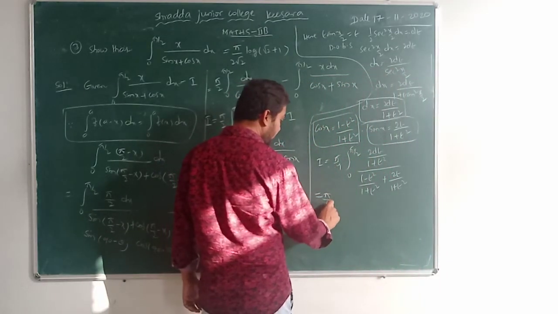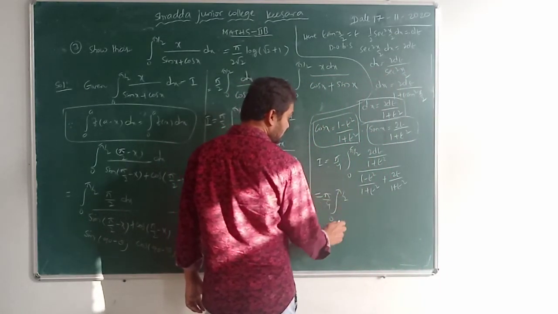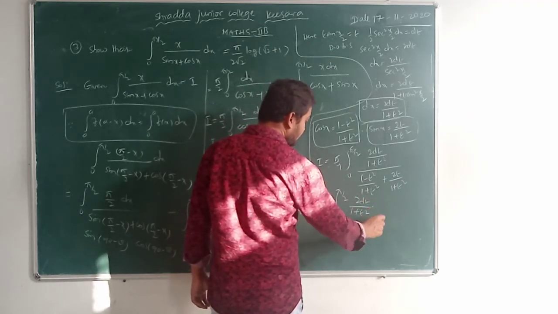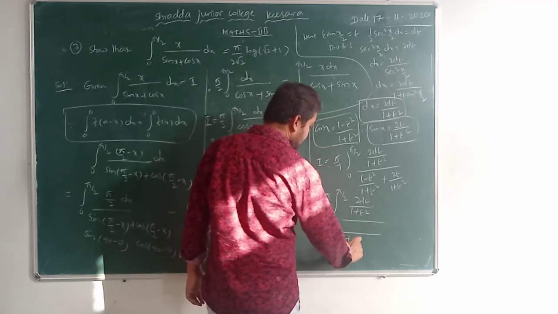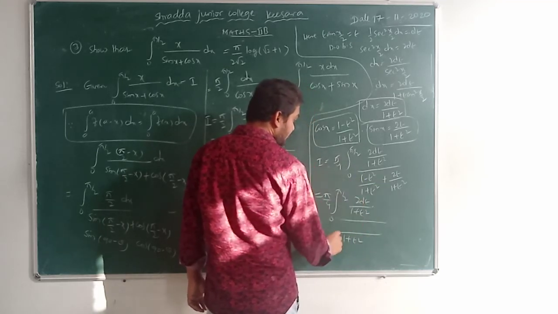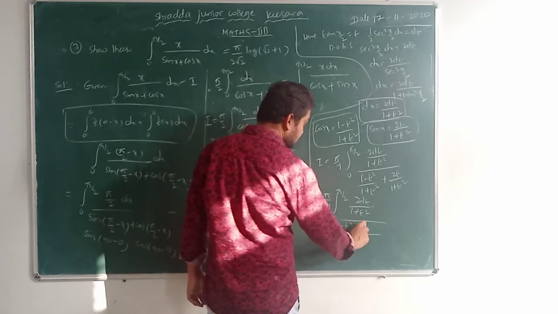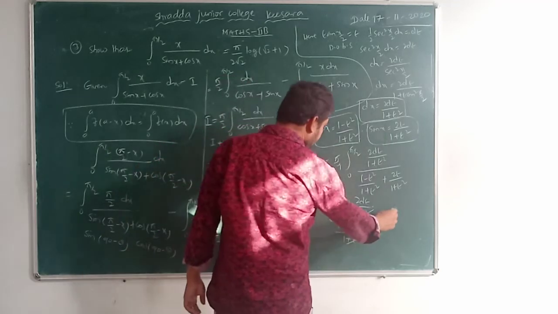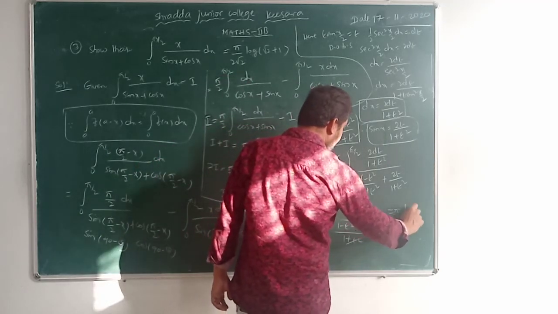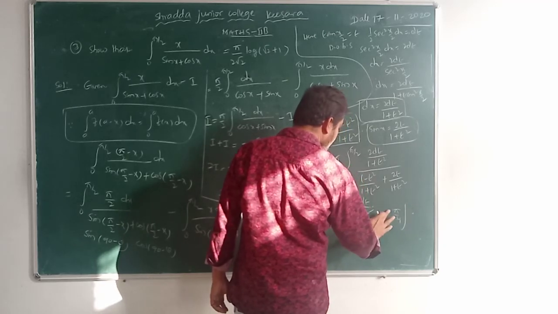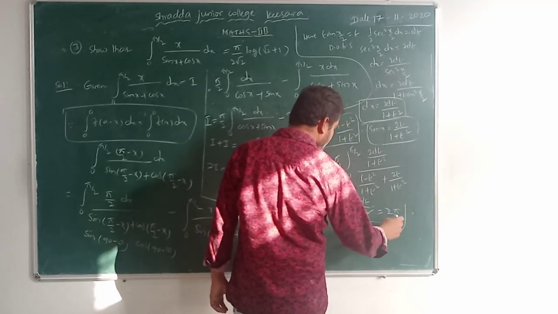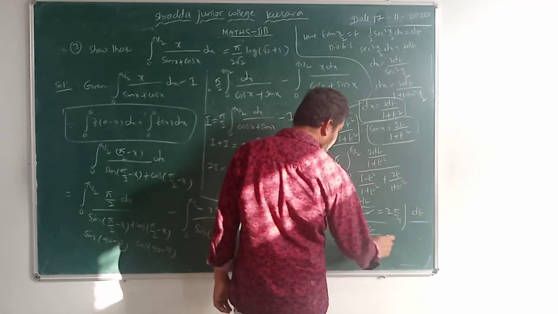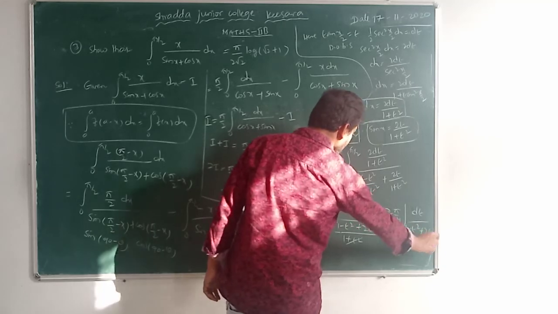Now pi by 4 integration 0 to pi by 2, 2 dt by (1 plus t square). Take the LCM here, 1 plus t square. Now we are getting 1 minus t square plus 2t. The LCM gets cancelled. Then pi by 4 integration, here 2 is constant, so 2 into pi by 4 integration dt by (1 minus t square plus 2t).